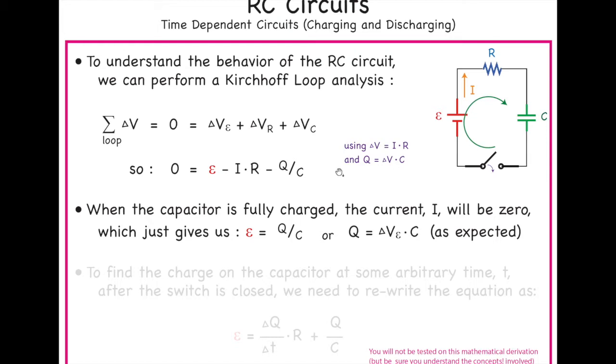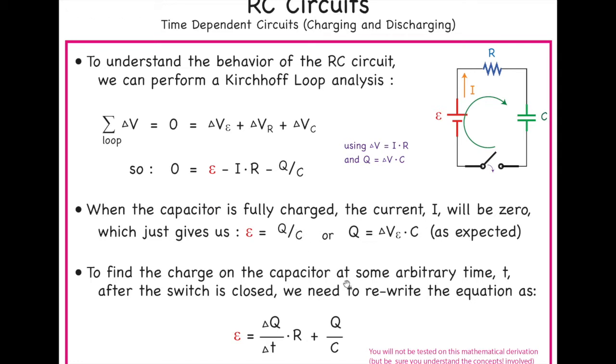Now, once the capacitor is fully charged, the current will be 0 because at that point there will be as much voltage across the capacitor as there is across the driving EMF, and no current will flow. When the current is 0, this equation simplifies to EMF is equal to Q over C, or Q is equal to the EMF, or the voltage due to the EMF, times C, which is exactly what we expect because that's the equation for a charge on a capacitor. So this is just a double check that our equation makes sense within reasonable limits.